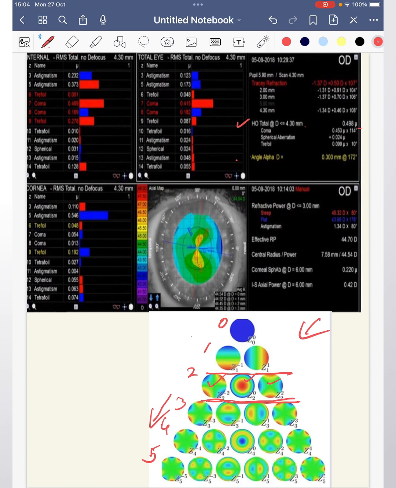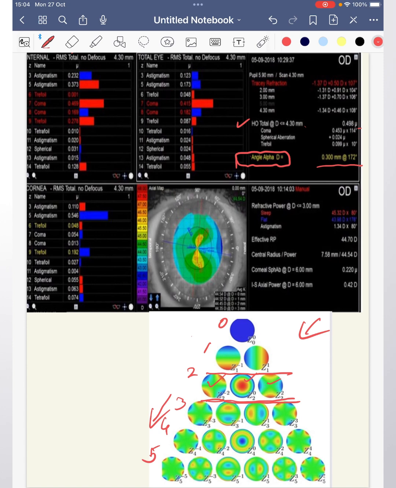Then you have the angle alpha over here. Angle alpha is the difference between the visual axis and the optical axis. If the angle alpha values are very high, many surgeons think that the lens will not be sitting close to the visual axis, and that the patient may not be happy with a diffractive multifocal IOL.